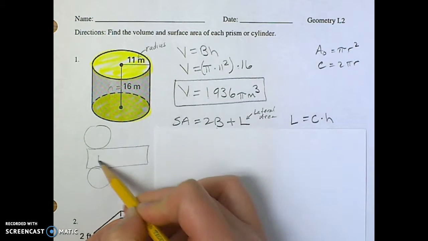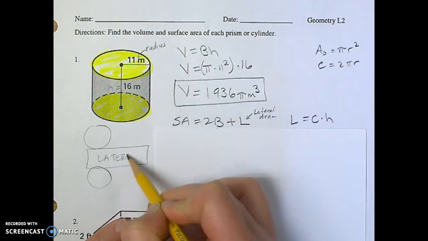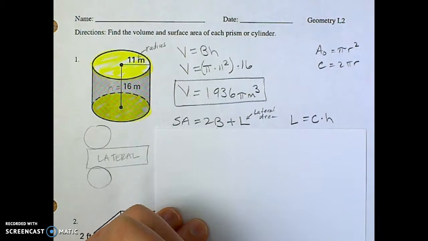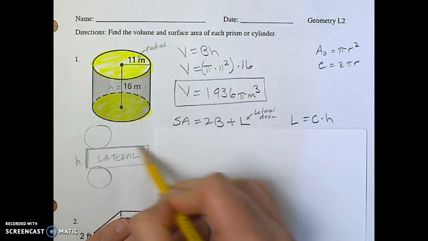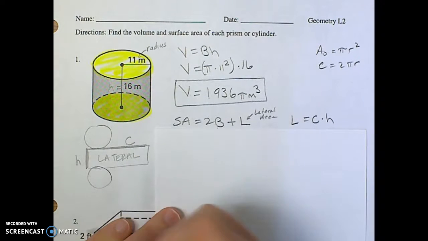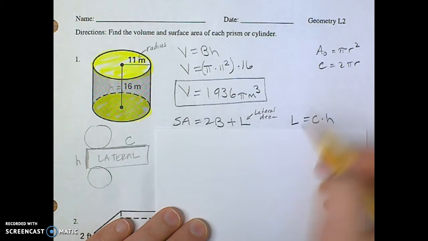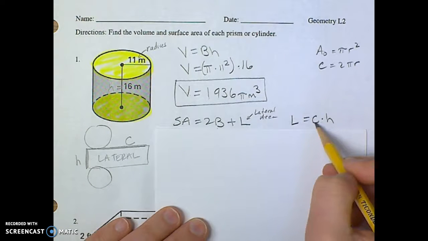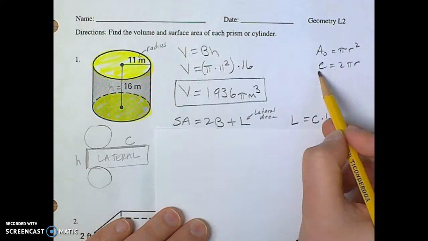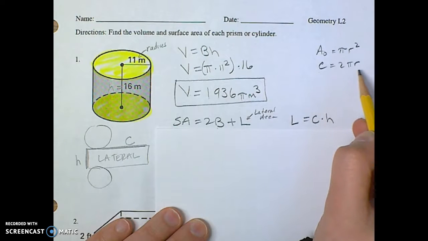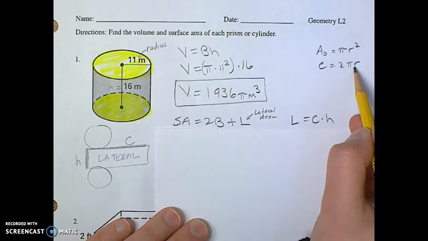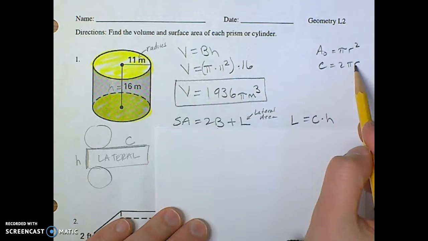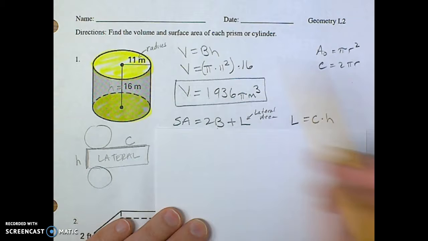That's going to end up being a rectangle, right? And that rectangle is going to have the dimensions of the height and the circumference. So the lateral area is really just the circumference times the height. Again, you need your circumference formula. If you don't remember, it's up here. Circumference is 2 times pi r. I already know r, so I'm going to plug that in. And my height is also given to me.